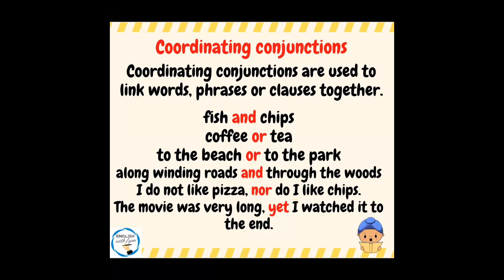And the final example, the movie was very long. So in this one, the subject is the movie, was is the verb, and then the second main clause, I is the subject, watched is the verb, and we're linking it with yet. So we are showing the contrasting ideas. The movie was very long, yet I watched it to the end. You could also use but there. So you could say the movie was very long, but I watched it to the end.